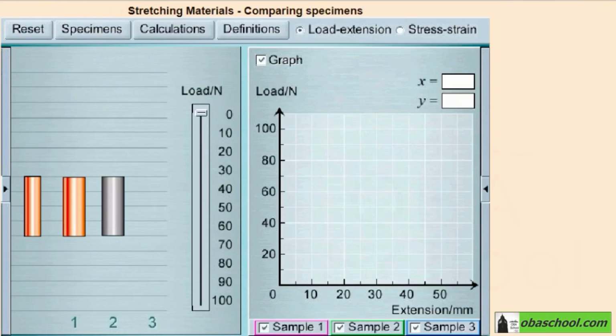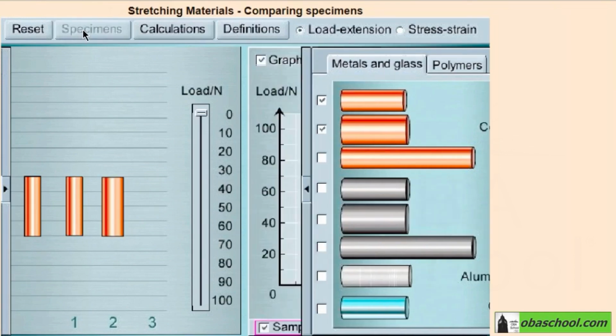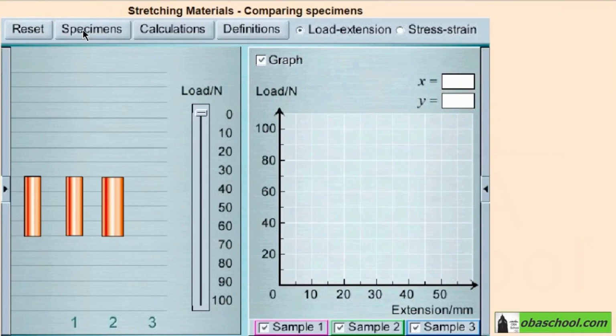Hello everyone! In this virtual lab, we're going to compare the copper specimens. Let's click Specimens and select the two short copper specimens. Now, try and predict the answers for the following questions before stretching the specimens.